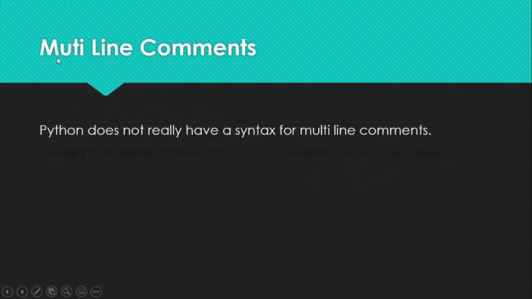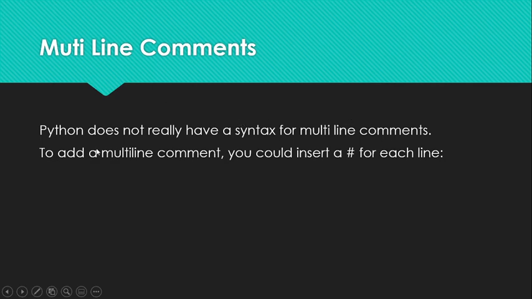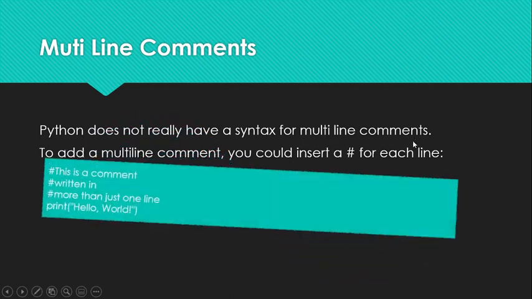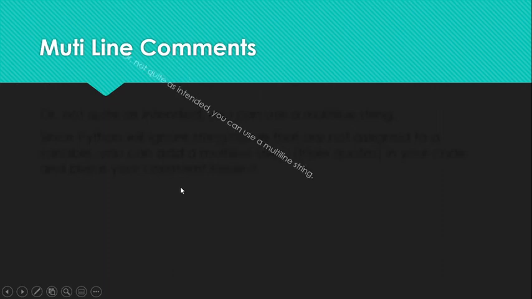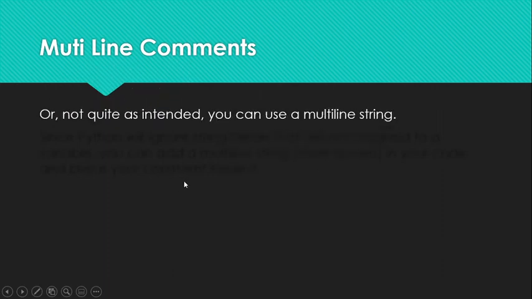So let's learn about multi-line comments. Python does not have a syntax for multi-line comments. To add a multi-line comment, you could insert a hashtag for each line, like this. This is a comment, hashtag. This is a comment, hashtag. In the next line, there's a hashtag written in. Then in the next line, hashtag more than just one line. And then in the next line, there is our code.